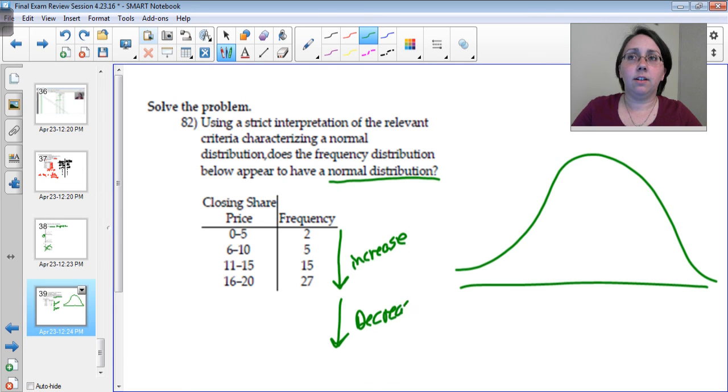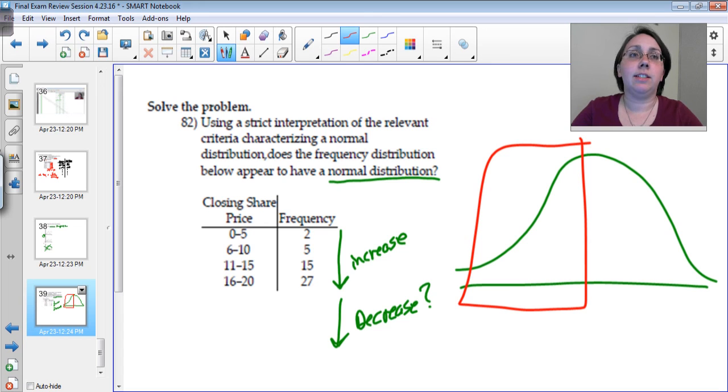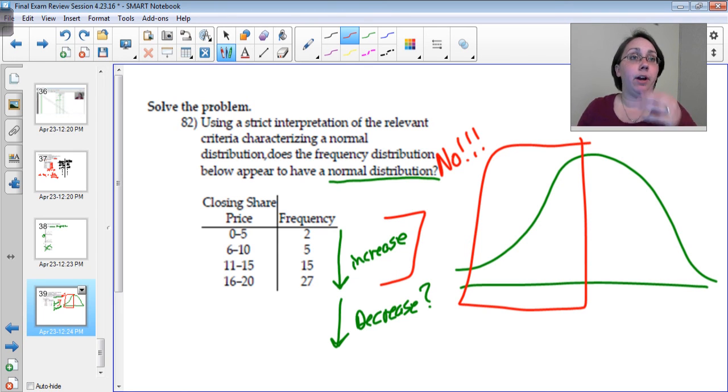If they just increase, that means you have this part of the picture. Is that a normal distribution? So, what's your conclusion? No. Now, this is a free response, so you need to show your work. Showing your work would involve saying they increase but don't decrease. That'd be fine. There's a couple ways to show your work. It's up to you how you do it. Just make sure you do it.